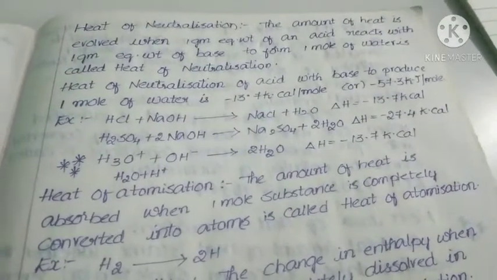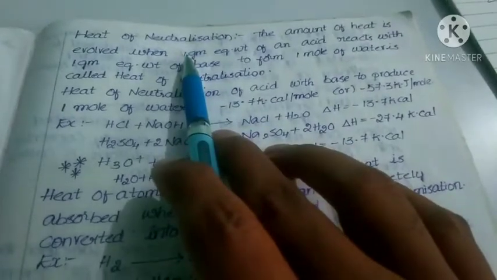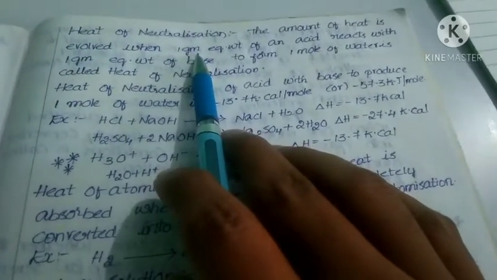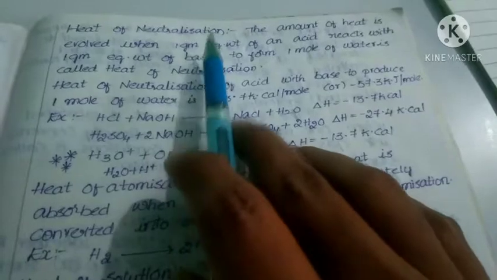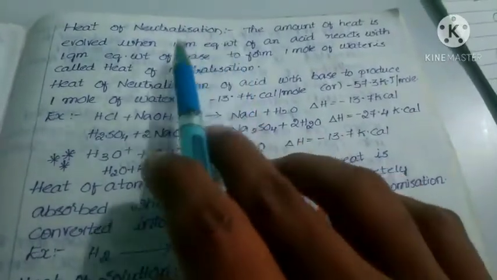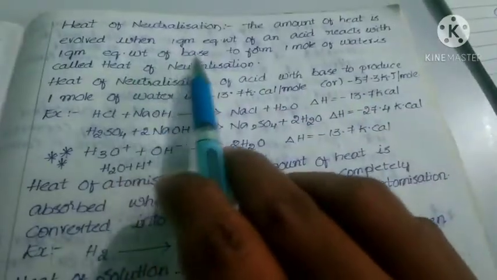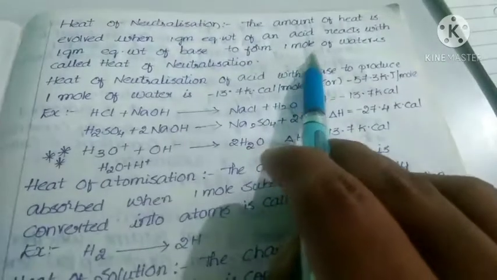Next definition is heat of neutralization. Here the neutralization means what? When acid reacts with base, then salt and water are formed. That is called neutralization. We know that very well. Heat of neutralization means when 1 gram equivalent weight of an acid reacts with 1 gram equivalent weight of base to form 1 mole of water.